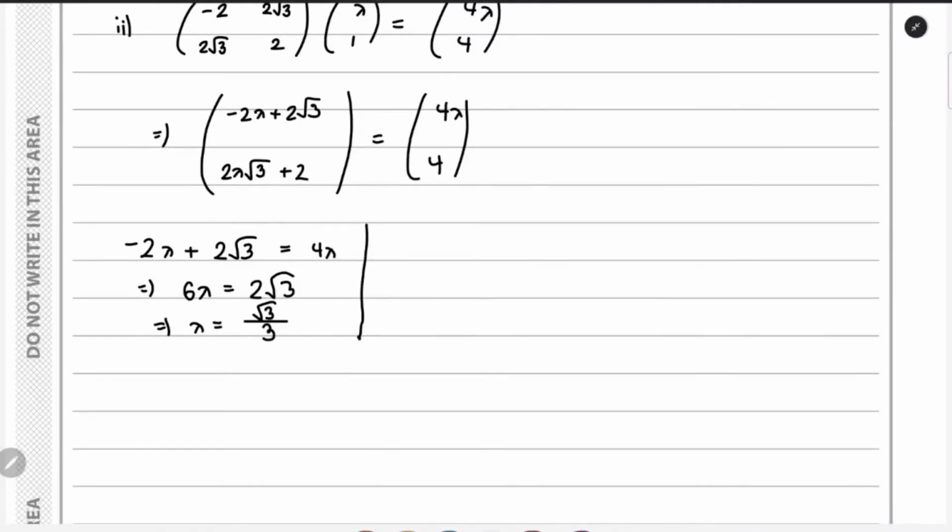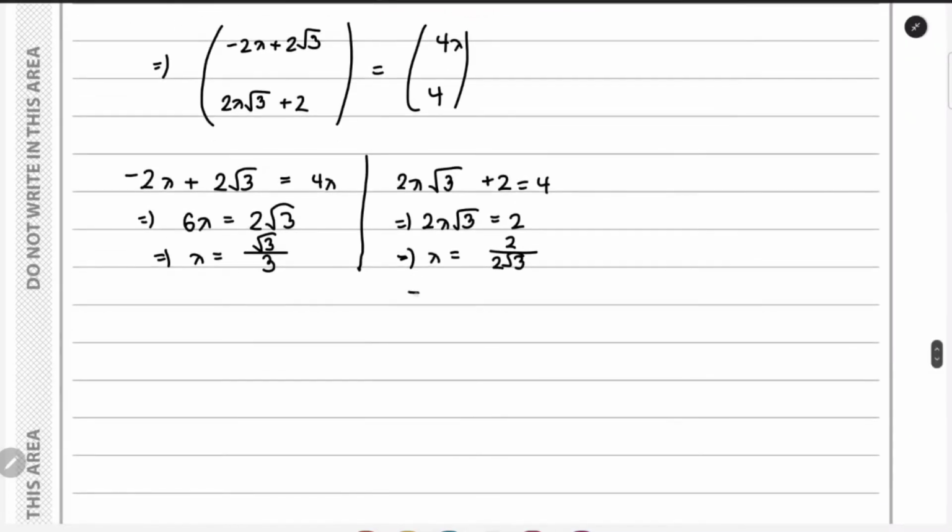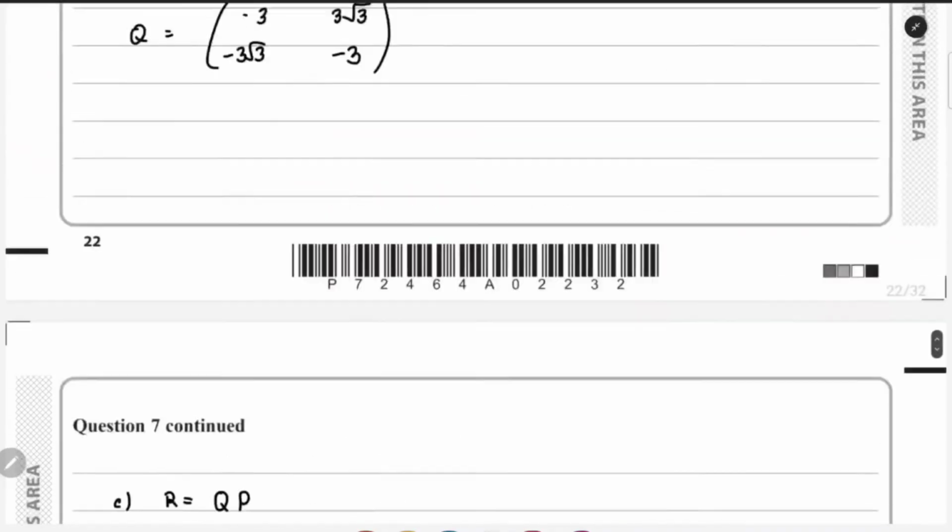And if we look at the other equation, we have 2 lambda root 3 plus 2 is equal to 4. We have 2 lambda root 3 equal to 2. Lambda equals 2 by 2 root 3, which is root 3 by 3. We could use either of these, so we can compare the top or the bottom. And that's it for this question.